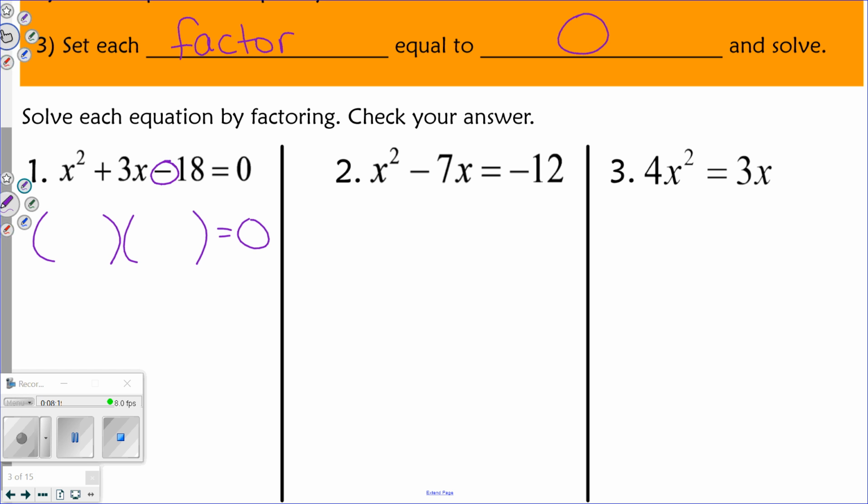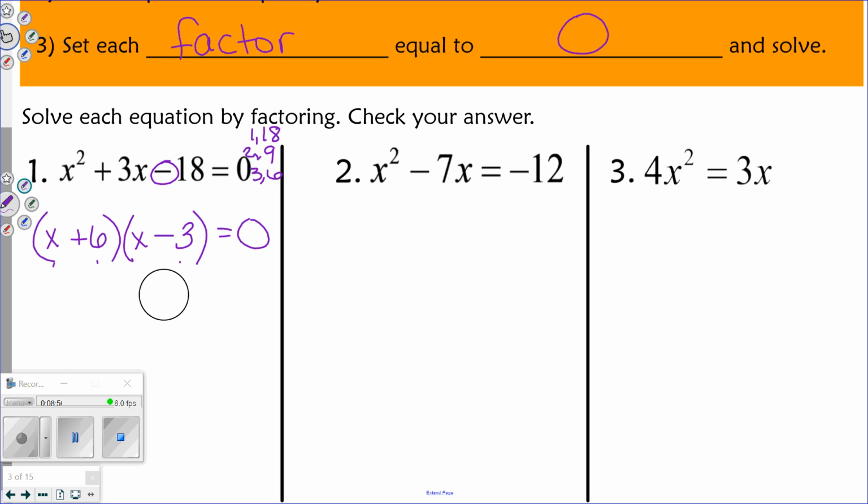So my last one is negative, so my signs are opposite. Good. Options for A. Options for C. And do we know which option it is? 6 and 3. And again, if you're not sure, we can check. It gives me 6x minus 3x is 3x, which does work.